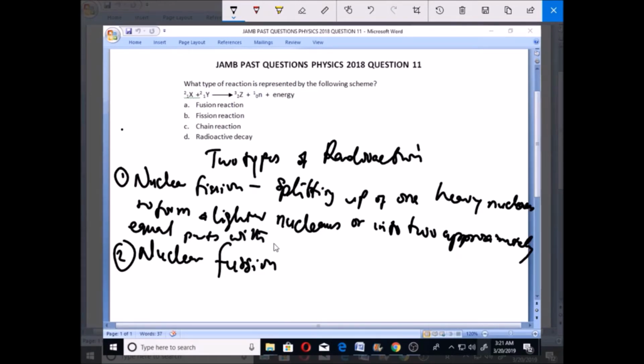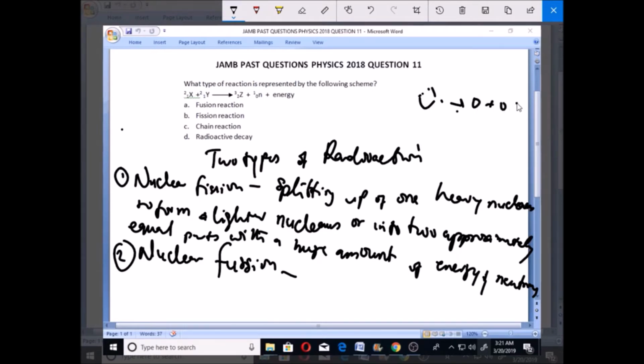And this breaking is actually with the release of huge amounts of energy and neutrons. So when this happens, we say that we have nuclear fission. Whenever you have a big nucleus splitting into smaller ones with the release of energy, we call it nuclear fission.